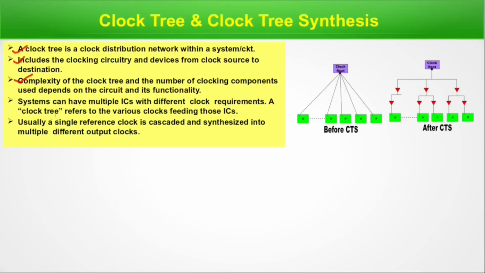Now, systems can have multiple ICs with different clock requirements. In a system, there could be multiple ICs which have different clock requirements. A clock tree refers to the various clocks feeding those ICs. Usually, a single reference clock is cascaded and synthesized into multiple different output clocks. This is the basic mechanism. First, a reference clock is usually there, a single reference clock, and multiple output clocks are synthesized from there. We will see it later, because this is the scenario before clock tree synthesis. Clock root, and this is a source, this is a destination.